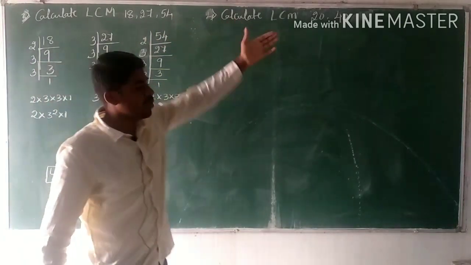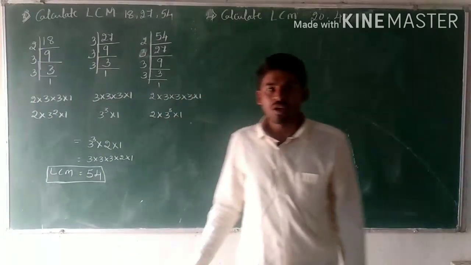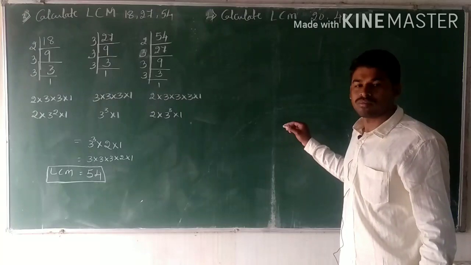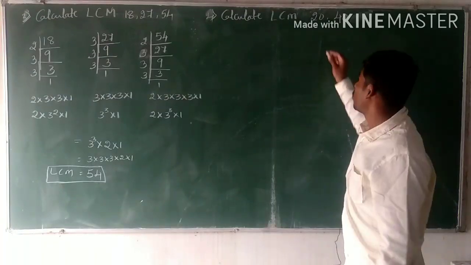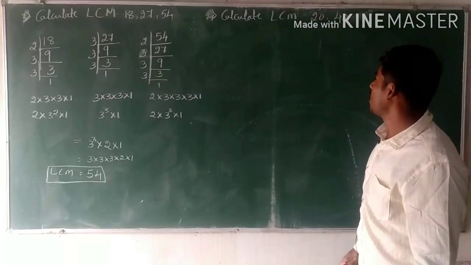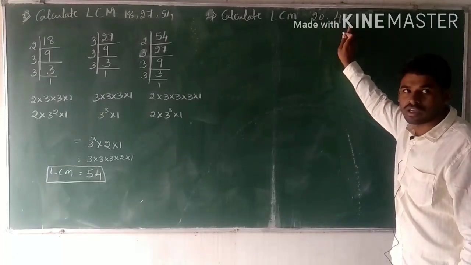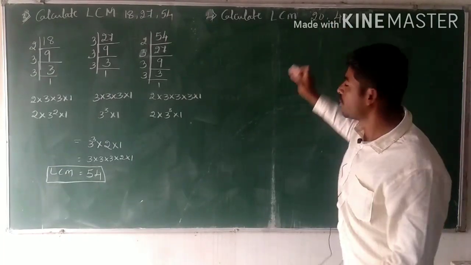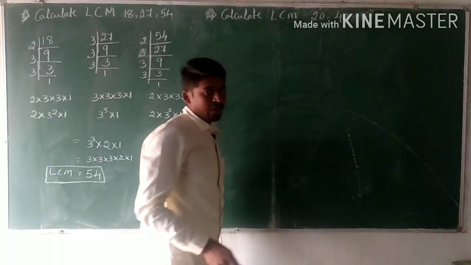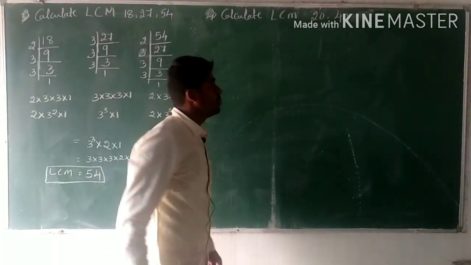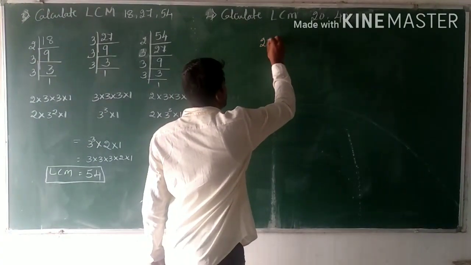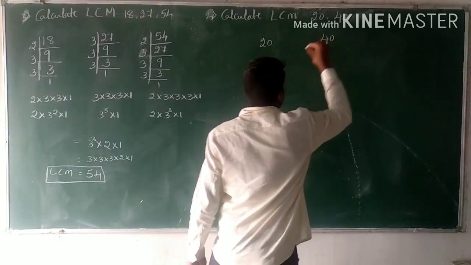Next, you have to see one more example. Now let's continue the same way. Now we are going to calculate the LCM for 20 and 40. At the time of calculating the LCM with the factorization method, we do it individually. Now, 20 and 40.